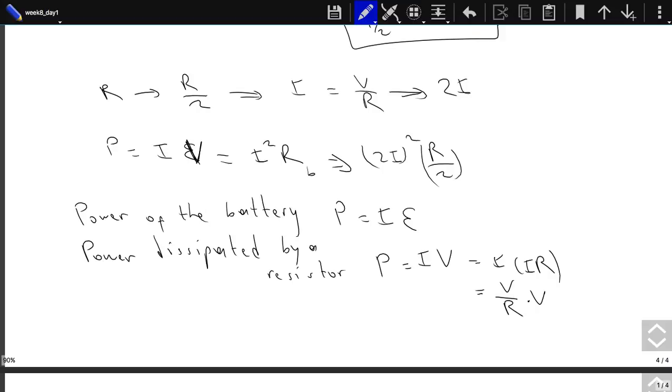If you have a single battery and a single resistor, of course, energy conservation tells you that the power of the battery should be equal to the power dissipated by the resistor. Only in that case will these two things be equal, not because epsilon is equal to IR in general. For a battery, epsilon is just epsilon.